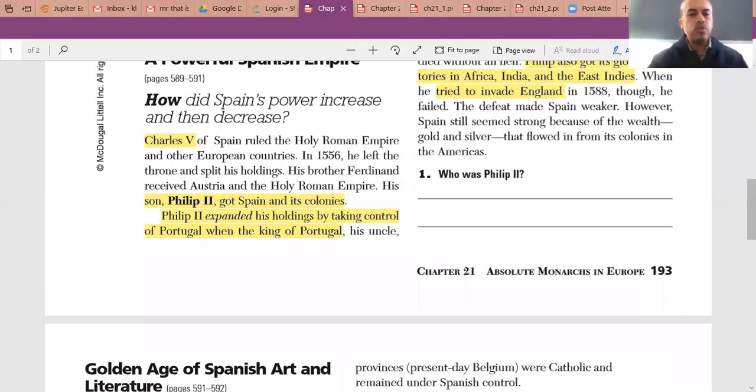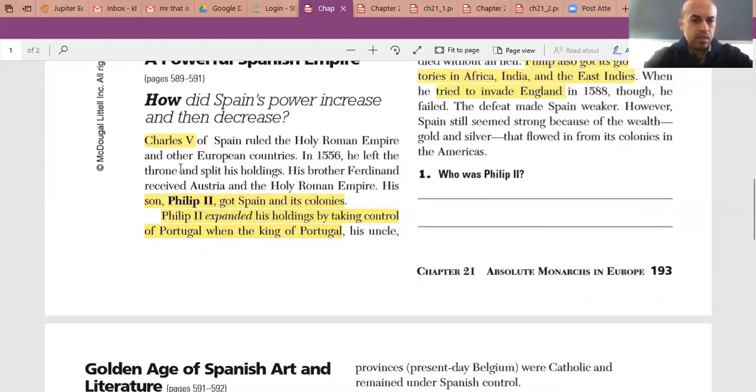If we want to review and make up all of these points in this section, we have some questions here in your skills booklet, and the whole topic and section has been summarized in just two pages. The first point is that Charles V of Spain ruled the Holy Roman Empire and other European countries. In 1556, he left the throne and split his holdings. His brother Ferdinand received Austria and the Holy Roman Empire. His son Philip II got Spain and its colonies. Yes, this is a question: who was Philip II? The highlighted lines here are the answer for this question.